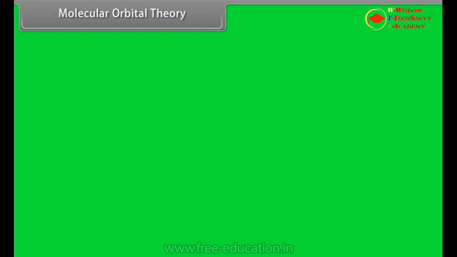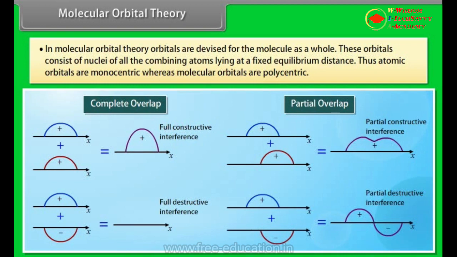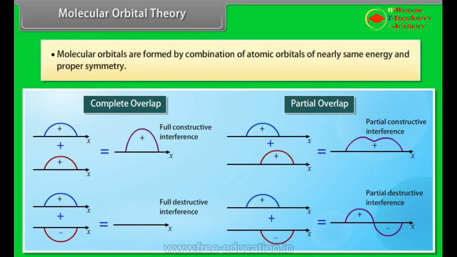Molecular orbital theory. In molecular orbital theory, orbitals are devised for the molecules as a whole. These orbitals consist of nuclei of all the combining atoms lying at a fixed equilibrium distance. Thus, atomic orbitals are monocentric, whereas molecular orbitals are polycentric. Molecular orbitals are formed by combination of atomic orbitals of nearly same energy and proper symmetry.